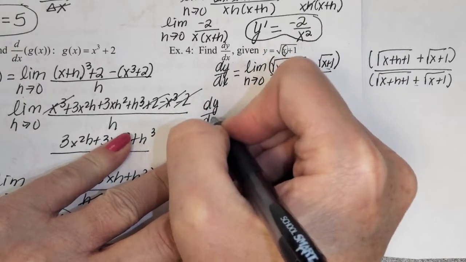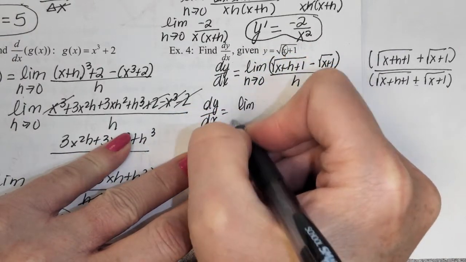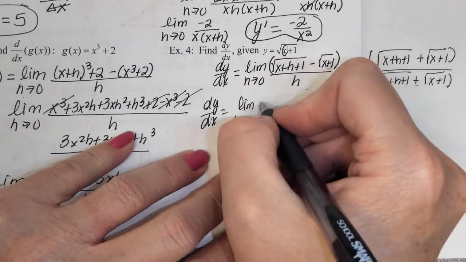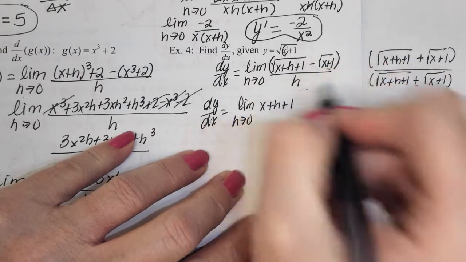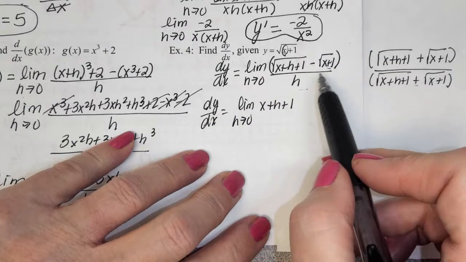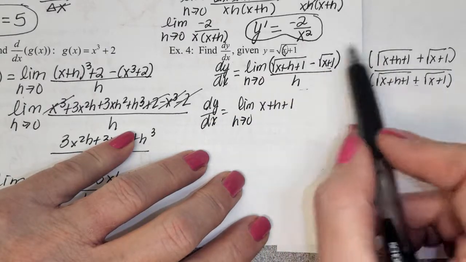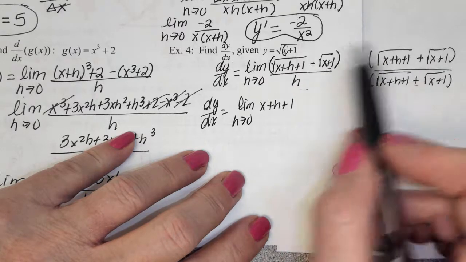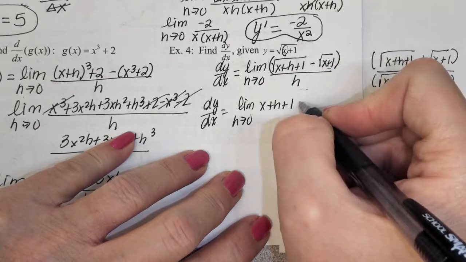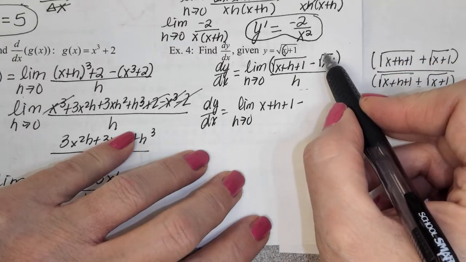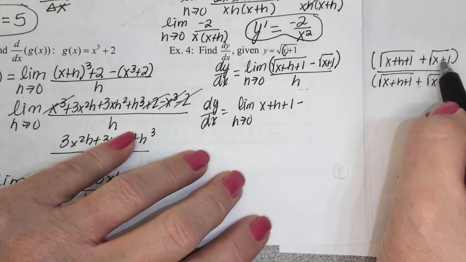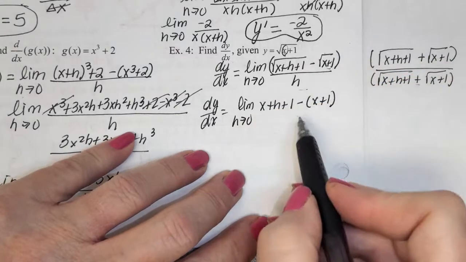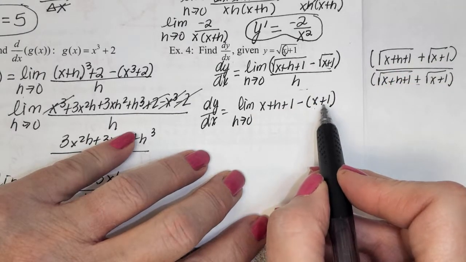So dy dx then. I have to FOIL this out. First times first, the radical just goes away. What happens anytime we multiply conjugates? What happens to the outers and inners? They always cancel out. There's no sense even doing them. Minus, if I multiply radical x plus 1 times radical x plus 1, that's just x plus 1. That's the important thing right there.